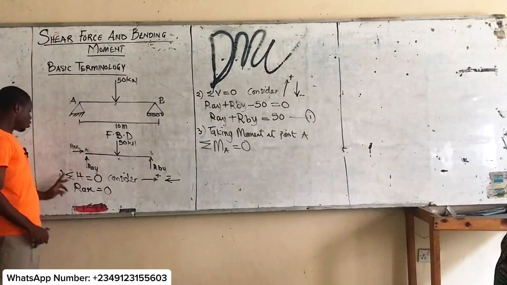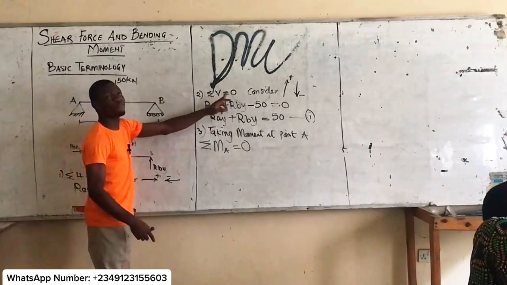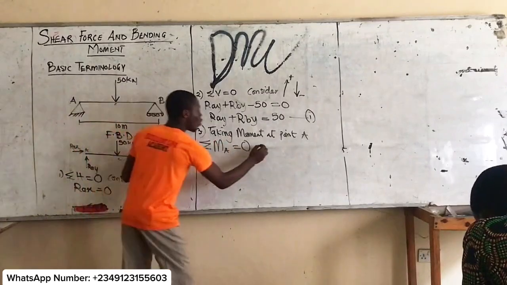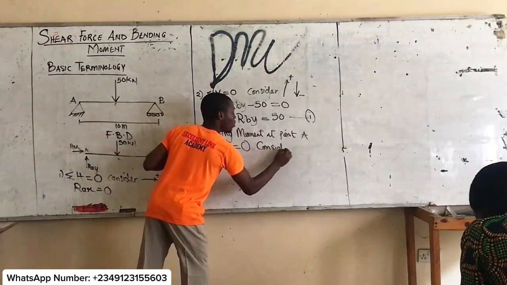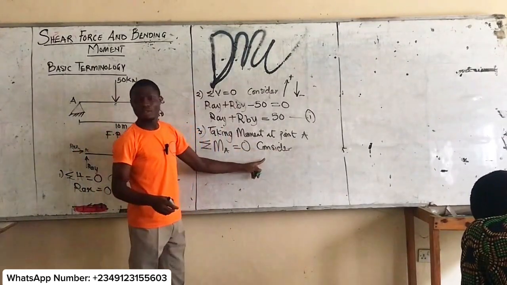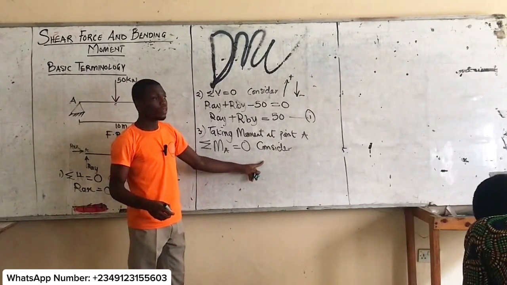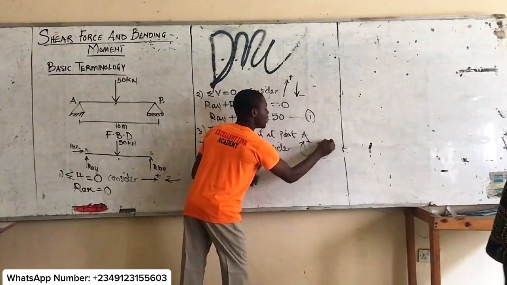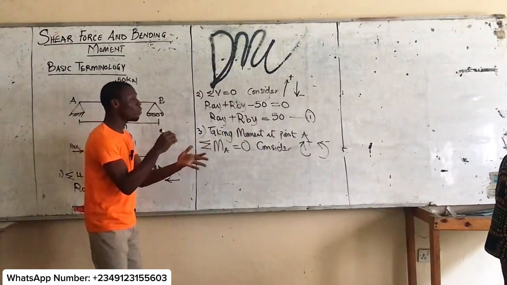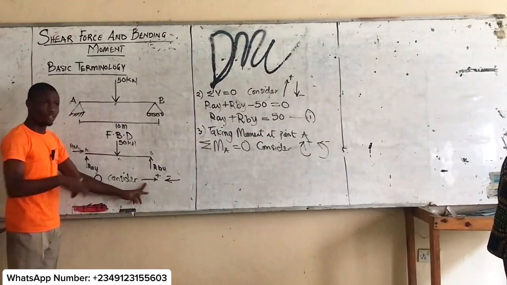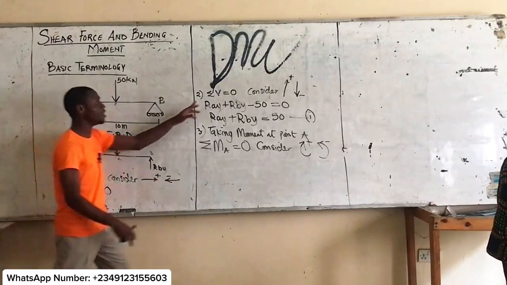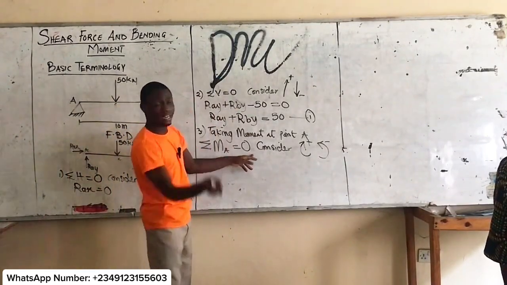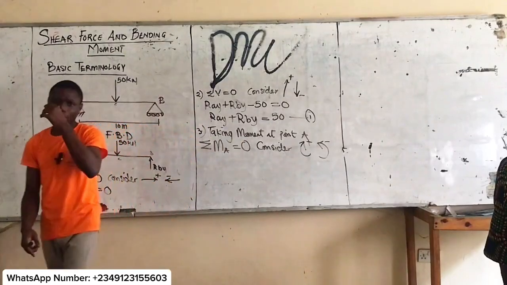What's the first condition? Summation H. Second condition, summation V. Third is what? Moment at any point. So I'll consider what here? Taking moment, I'll consider clockwise positive, anti-clockwise negative. When it comes to H, right is positive, left is negative. V: upward positive, downward negative. But this one is clockwise and anti-clockwise. So let's start with taking moment.